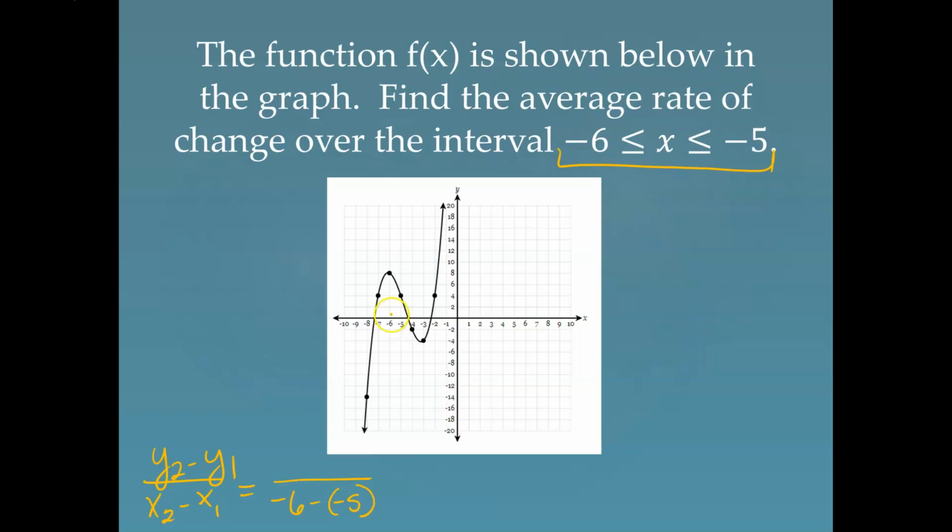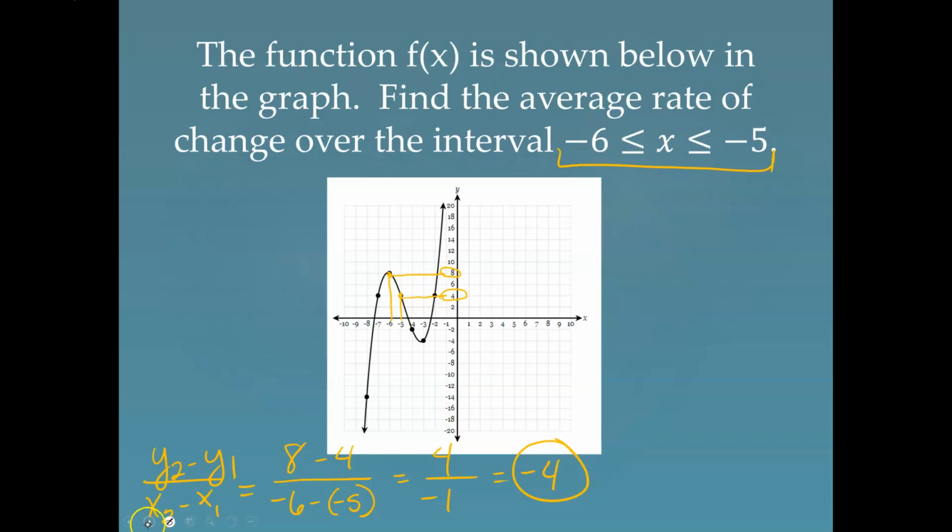So at negative 6, which is right here, what is the y value? Let's scoot on over, and it's 8. Now let's look at negative 5. Negative 5 is right here. Its y value is 4. So 8 minus 4 is 4. Negative 6 minus negative 5 is negative 1. 4 divided by negative 1 is negative 4. And that is your average rate of change.